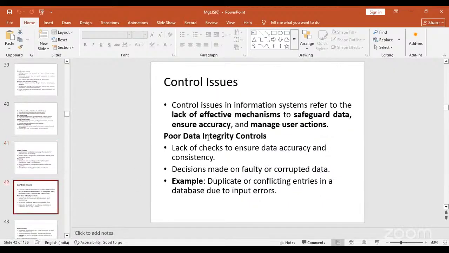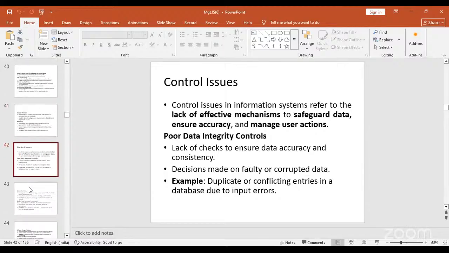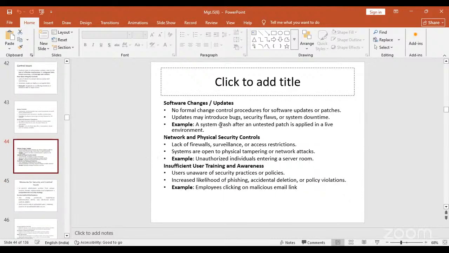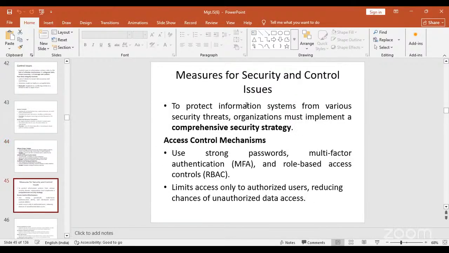Then some control issues are there, like poor data integrity control, access control, backup and recovery control, network configuration control, software change control, user training or awareness control. So these are the control issues of the information system. To safeguard from these issues, or to address these issues, you have to take measures. What type of measures you have to take? That is the access control mechanism.